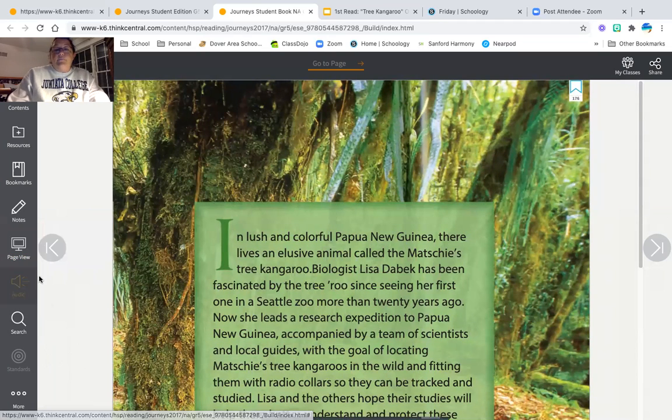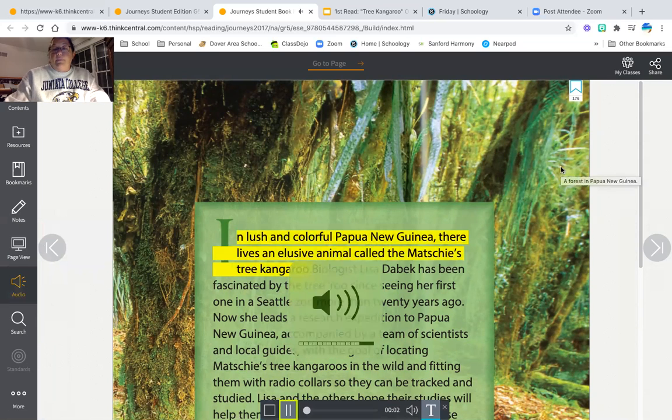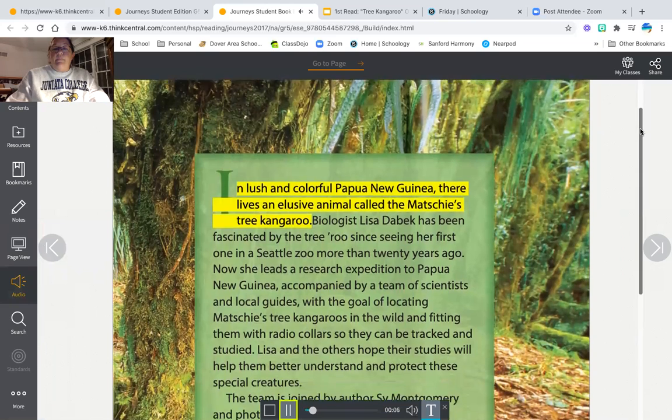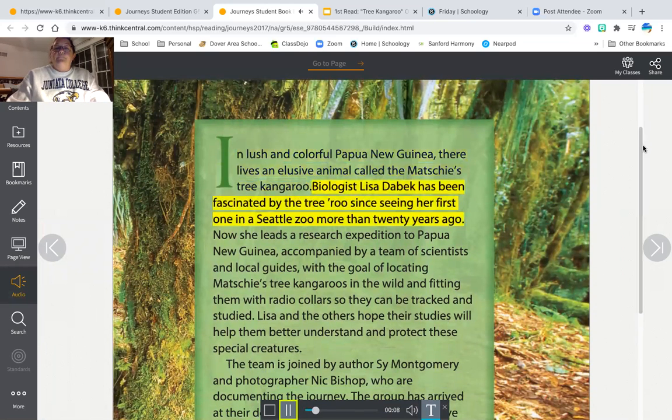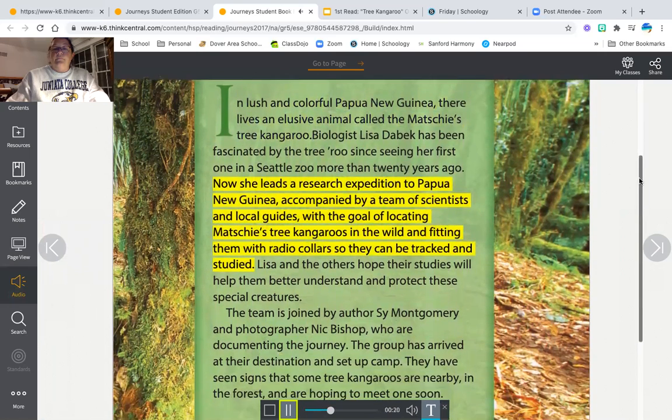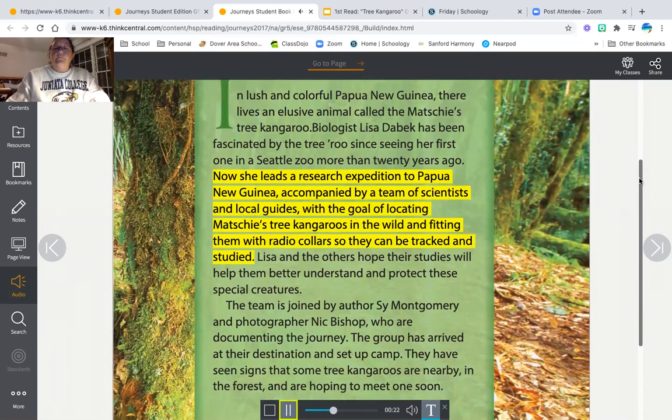Here we go. In lush and colorful Papua New Guinea, there lives an elusive animal called the Matschie's tree kangaroo. Biologist Lisa Davik has been fascinated by the tree-roo since seeing her first one in a Seattle zoo more than 20 years ago. Now she leads a research expedition to Papua New Guinea, accompanied by a team of scientists and local guides, with the goal of locating Matschie's tree kangaroos in the wild and fitting them with radio collars so they can be tracked and studied.